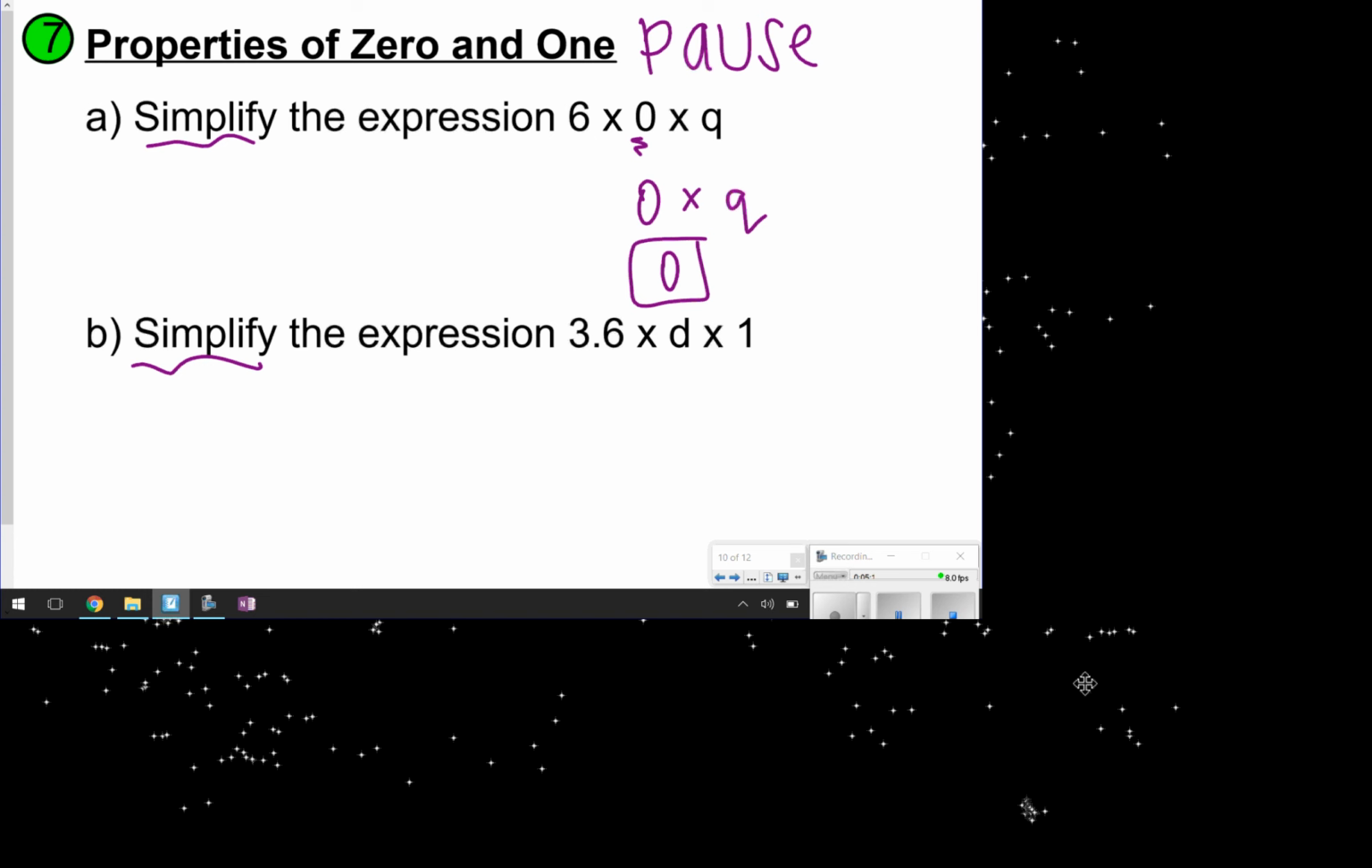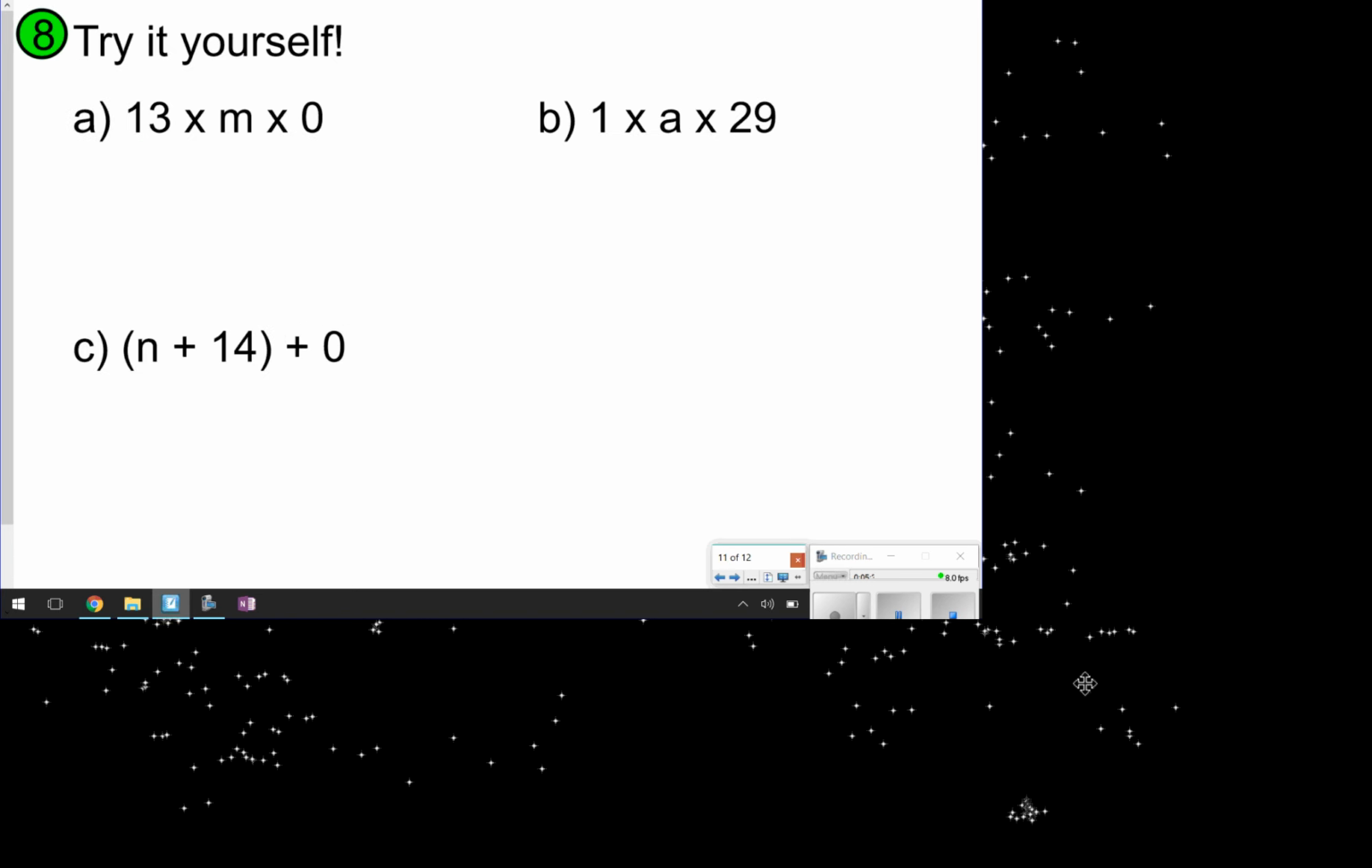Letter B, again, simplifying the expression, except we're multiplying all this by 1. 3.6 times d is still going to be 3.6 times d, but times 1 is going to keep it the same, so you'll just keep it at 3.6 times d. The last one you can also try by yourself, so go ahead and pause, try it by yourself, and then click play when you're ready to check.